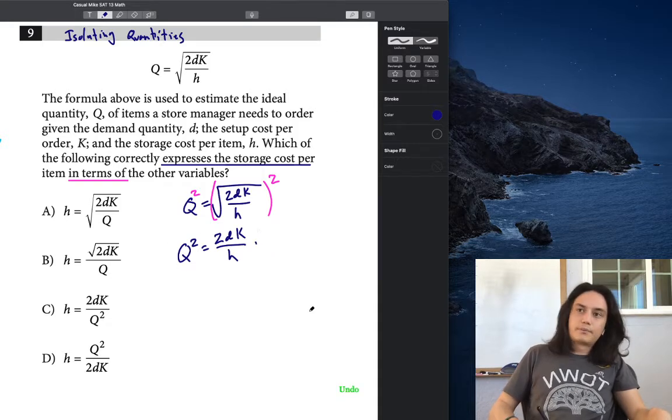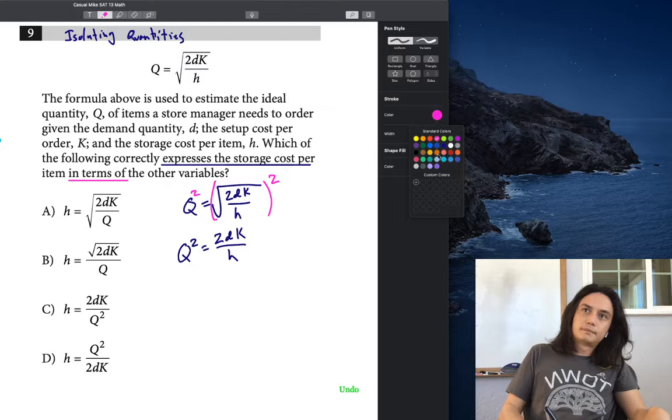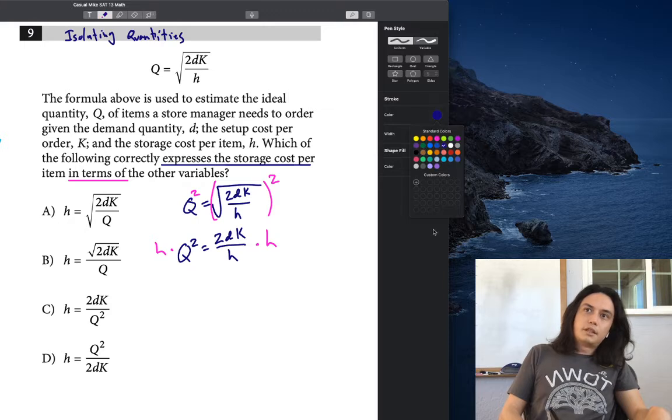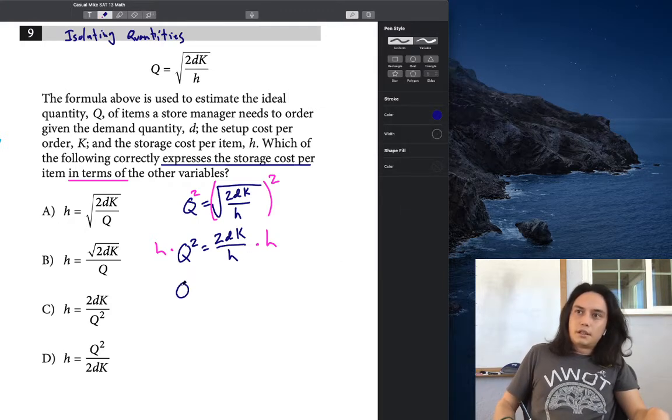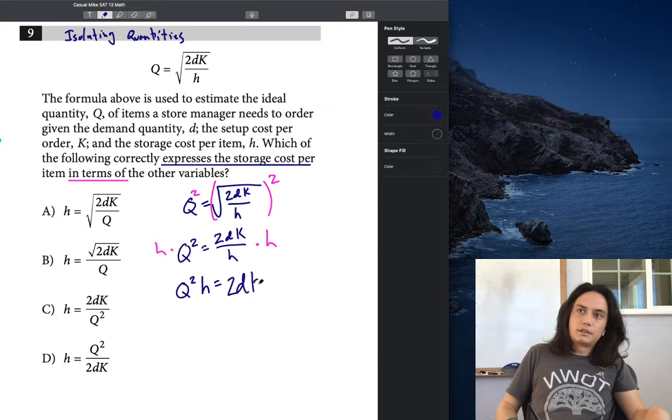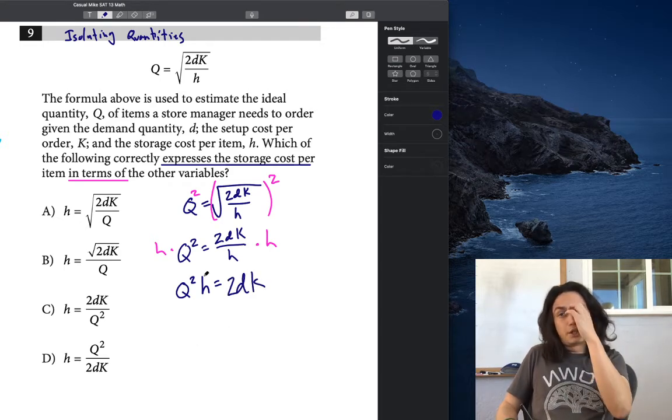That's what's happening here. I'll do this in pink. Times H, times H. The H's cancel over on the right. And again, I really don't want you to think about it too much in terms of canceling. Think about it as moving. You're going to take this H on the bottom, move it up here. It leaves, doesn't exist anymore. Here's 2DK, and it moves over here.